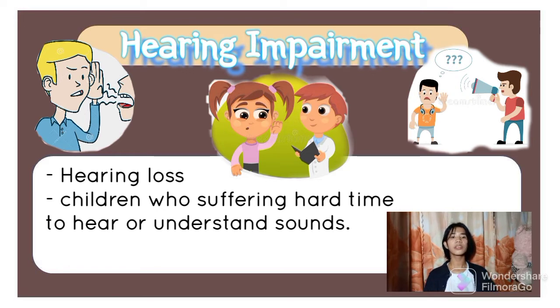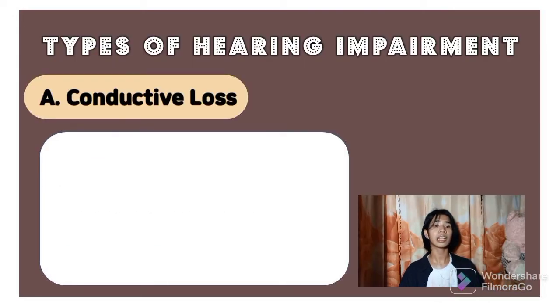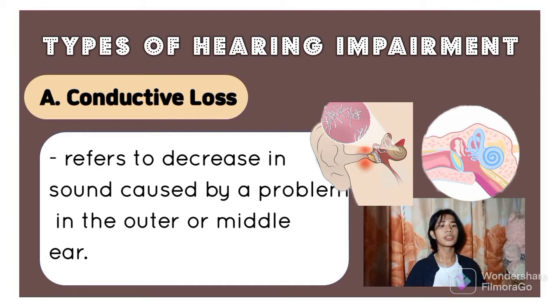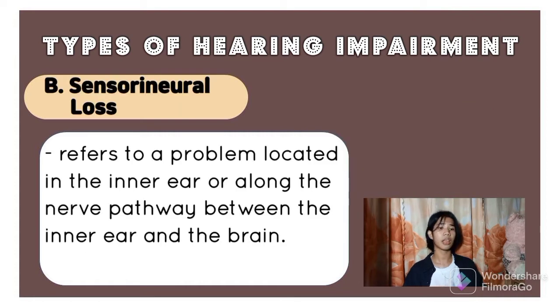Just like visual impairment, there are also a variety of types under hearing impairment. The first one is conductive loss. Conductive loss refers to a decrease in sound caused by a problem in the outer or middle ear. It happens when sounds cannot get through the outer and middle ear. People who have this condition may find it hard to hear soft sounds, and louder sounds may be muffled.